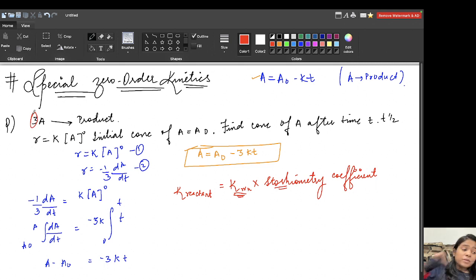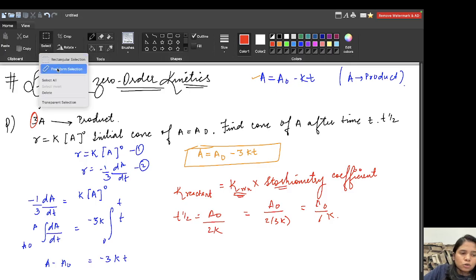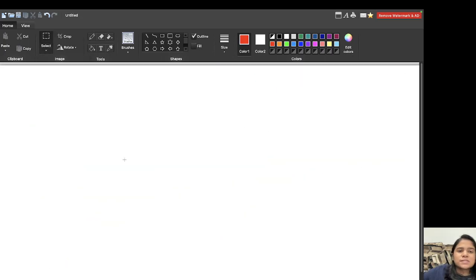Okay. Now what will be the T half? We know T half was equal to A naught by 2K. Here, instead of K, it is becoming 3K, right? So A naught by 2 into 3K, which will be equal to A naught by 6K. Okay. And how much will be your half-life? A naught by 6K. Okay, two more questions we will do based on the same concept.